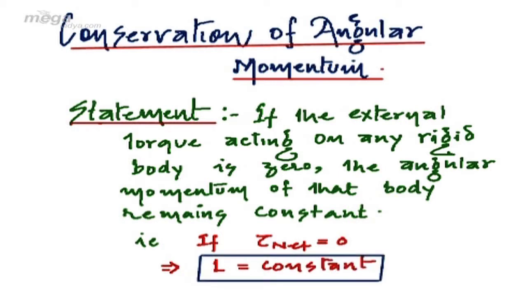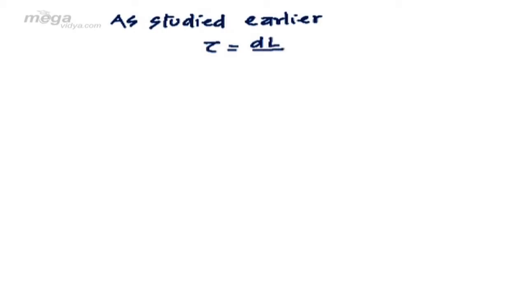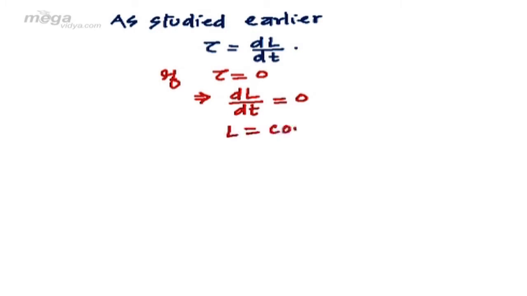Now let us explain this point. As we have already studied, external torque acting on the system is equal to the rate of change in angular momentum. So we can say tau is equal to dL upon dt. Now, if tau is equal to 0, this implies dL upon dt will be equal to 0, which will give L is equal to constant. Since we know that differentiation of a constant is 0, thus angular momentum will be constant.